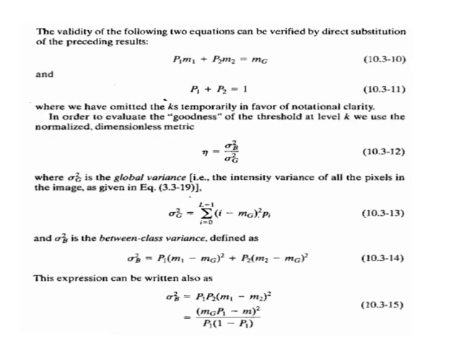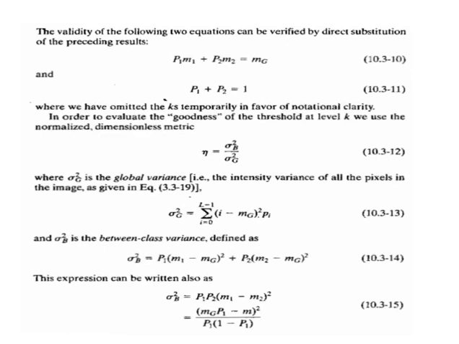The validity of the following two equations can be verified by direct substitution of the preceding results: P1 M1 + P2 M2 = Mg and P1 + P2 = 1, where we have omitted the k's temporarily in favor of notational clarity. In order to evaluate the goodness of the threshold at level k, we use the normalized, dimensionless metric eta = sigma_B squared / sigma_G squared, where sigma_G squared is the global variance.